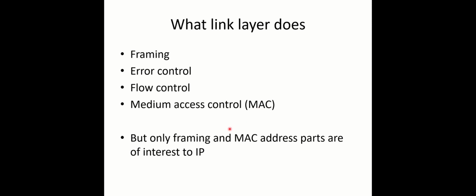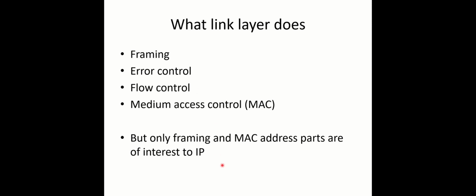Well, as for IP, error control and flow control are the details that it doesn't have to know. So it doesn't care about error control and flow control. Data link layer should be able to handle them and make it transparent to IP.